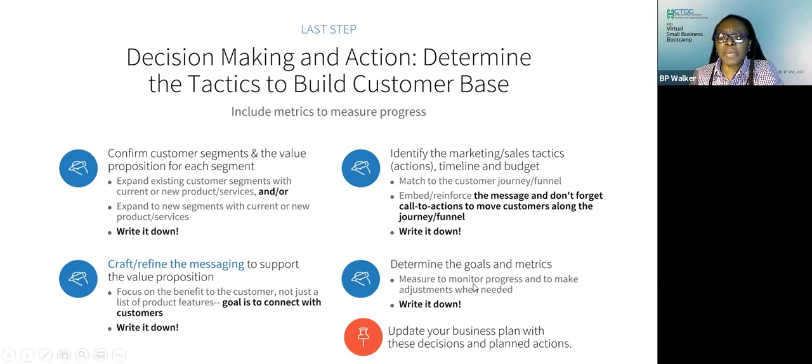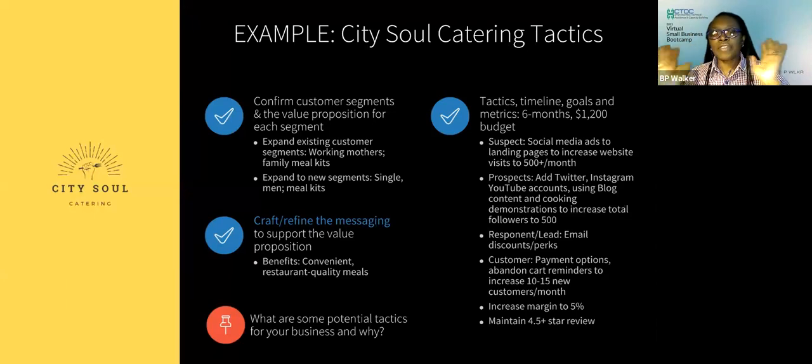And then next, you have to make sure you determine your goals and metrics because you want to be able to measure: what am I doing, and is it actually increasing the number of customers? And if I'm increasing the number of customers, is it actually increasing my profit, okay? So all of that is going to go into your business plan. So you'll update your plan at the same time.